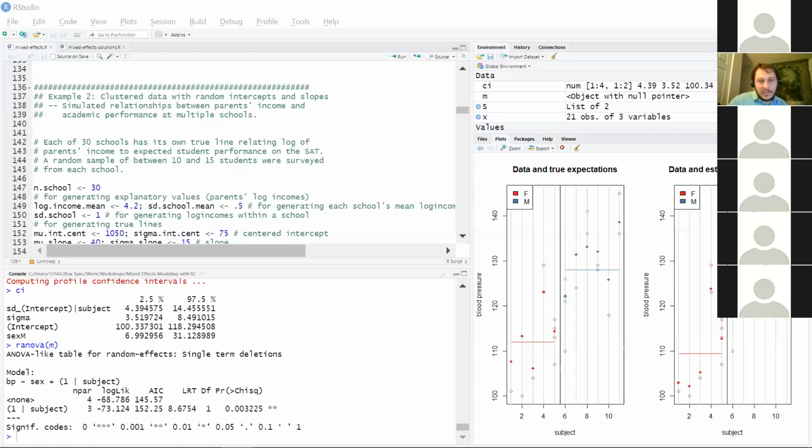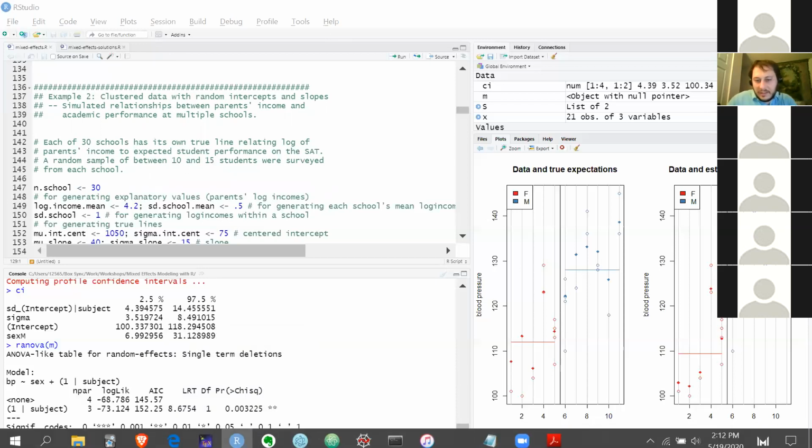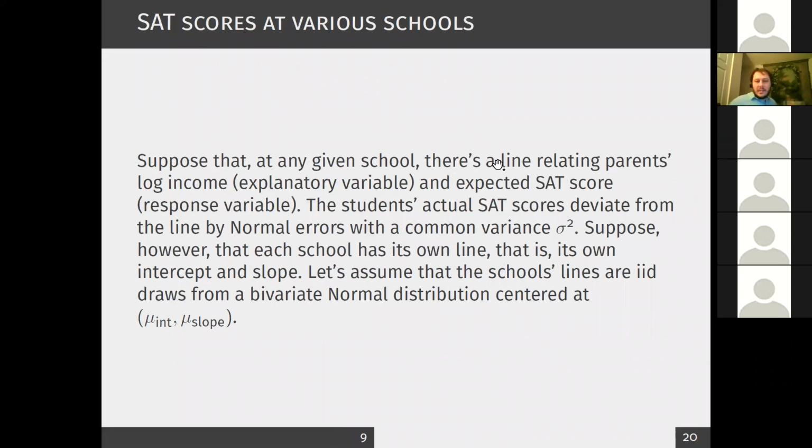So let's see example 2. And we're not going to spend as much time because we're getting the hang of it. Oh, here we go. So here's another scenario.